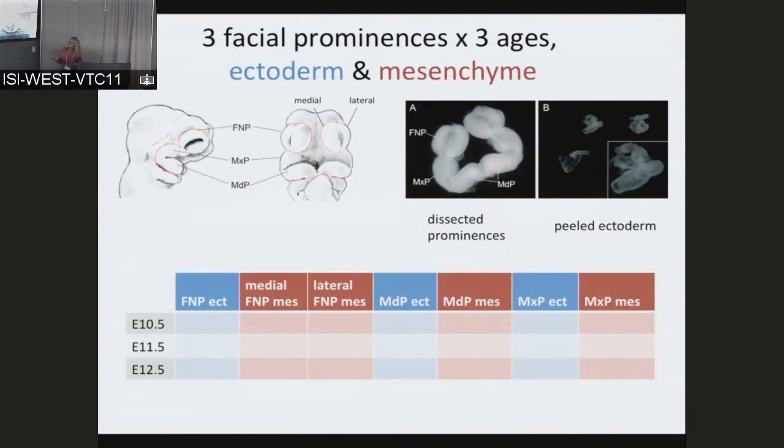And so to do so, the general approach would be to do microdissections of the 3 different facial prominences, the mandibular prominence, the maxillary prominence, and the frontonasal prominence. And then from those dissected prominences to actually peel off the ectoderm so that you can get ectoderm and mesenchyme from each of these different facial prominences, and then to use that tissue as input for the various different assays.